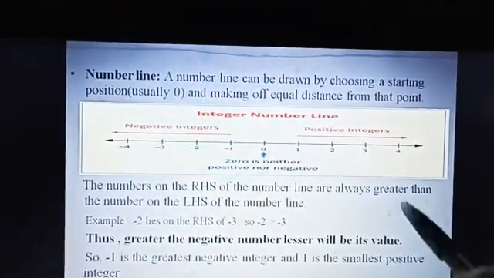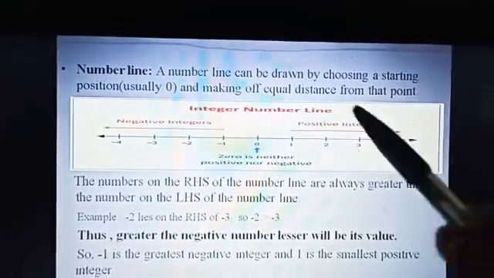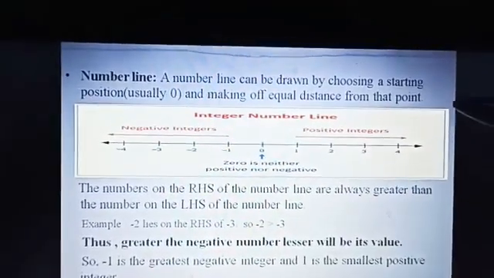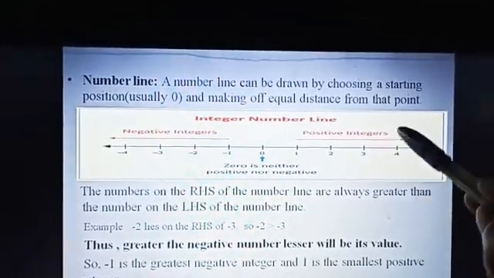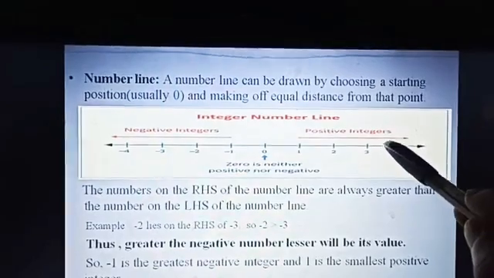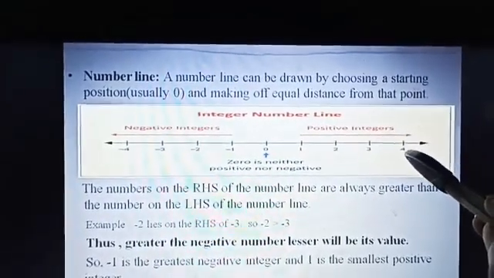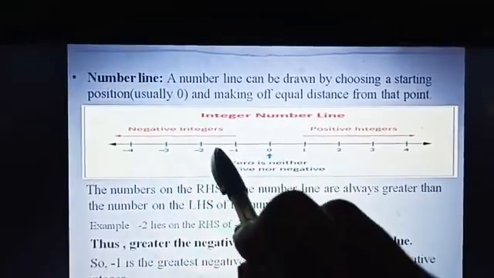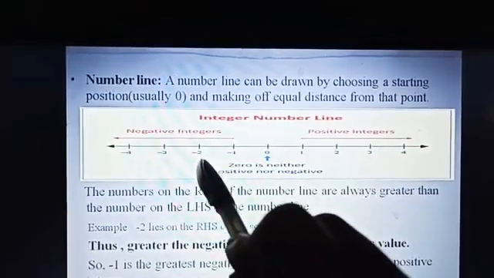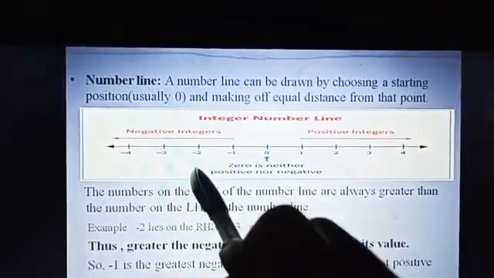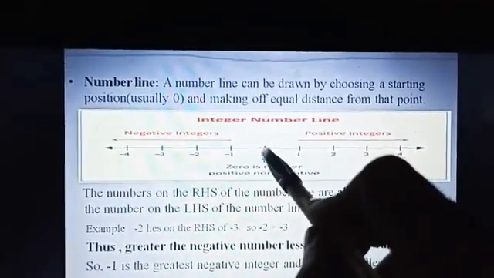The numbers on the right hand side of the number line are always greater than the numbers on the left hand side of the number line. Like if we want to compare between 4 and 3, you can easily say that 4 is greater than 3 because it is on the right hand side of the 3 on the number line. Similarly, if we want to compare between the two negative integers like -1 and -2, you will say that -1 will be greater than -2 because it is again on the right hand side of the number line.